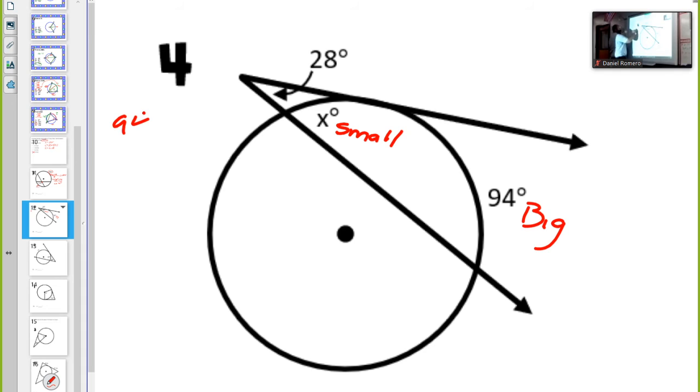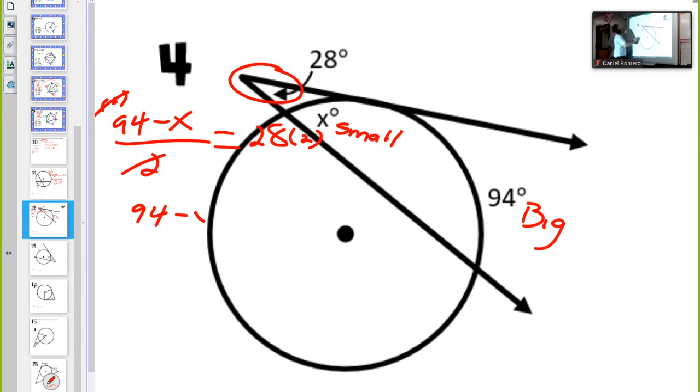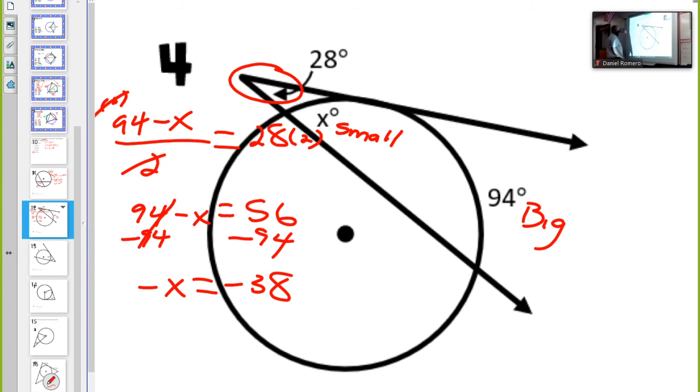Let's do it 94 minus x, always over 2 is equal to whatever the angle is, and that angle is 28. 2, cancel, 94 minus x is equal to 86. 94 minus 94. Negative x is equal to negative 38. Alright, some of you already know that it's going to end up being 38, but if you want to know why, you can show it to all your friends because you multiply both sides by negative 1. All that does is change this to the minus 38.